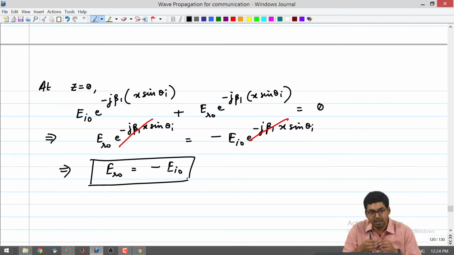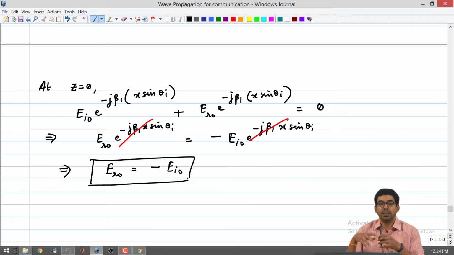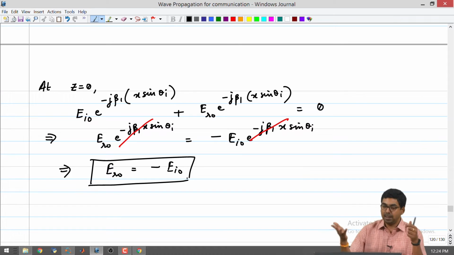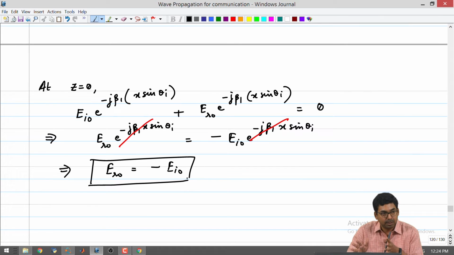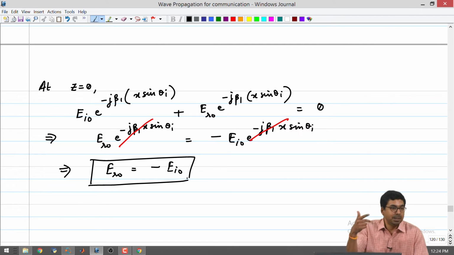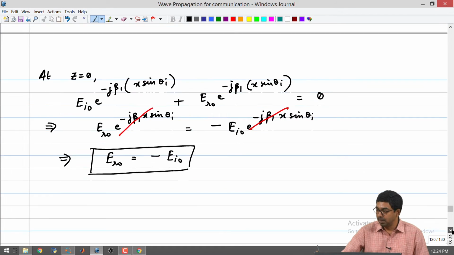The reality is it does not matter, as long as you are consistent with the right hand rule for E, H and K, and as long as you apply the correct boundary conditions. Your end result will tell you whether your assumption is correct or you need to reverse your assumption, that is all. So, E r naught is equal to minus E i naught is the result I am having.